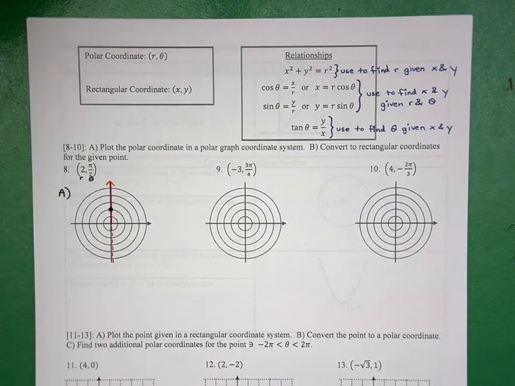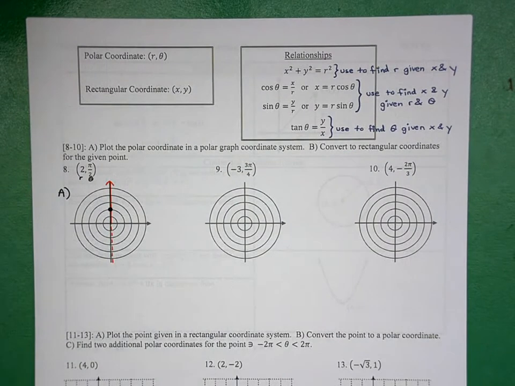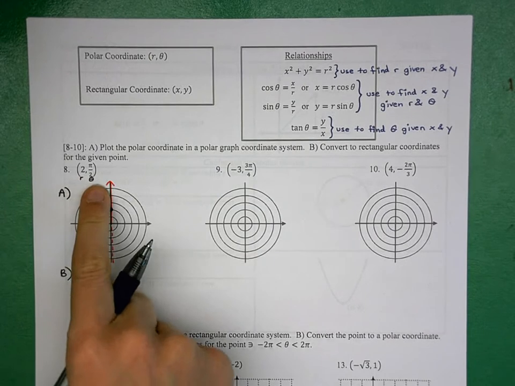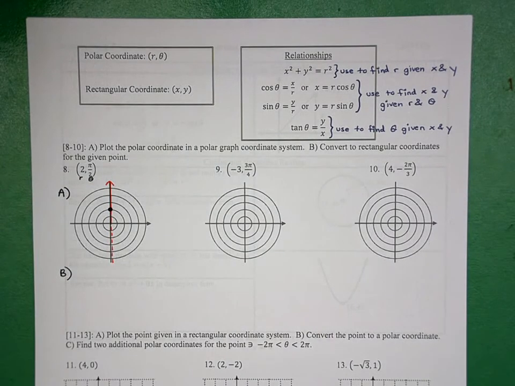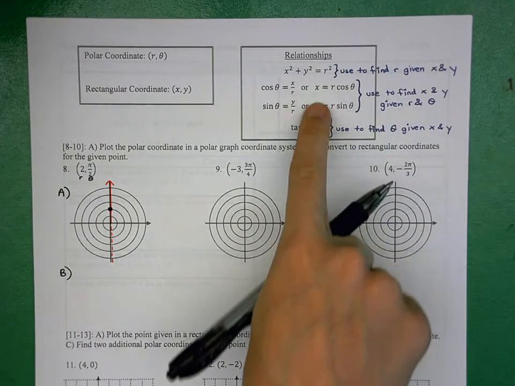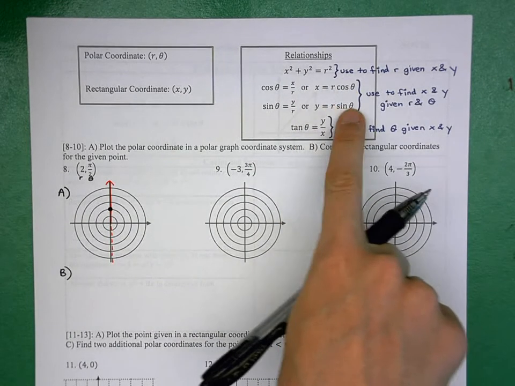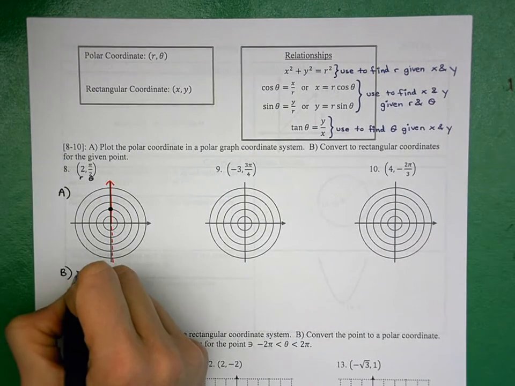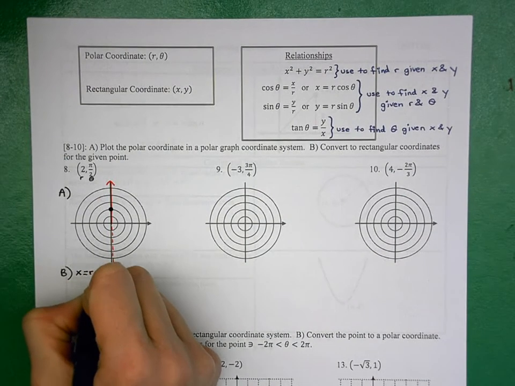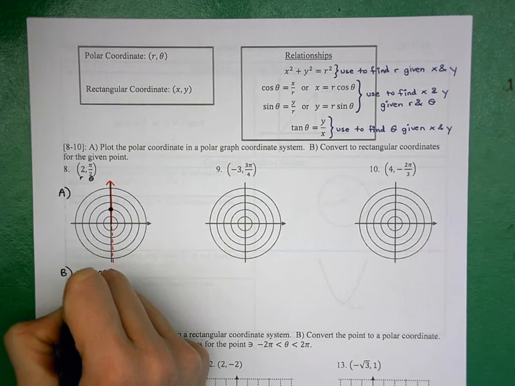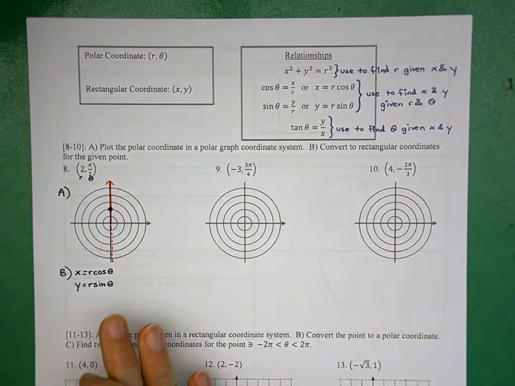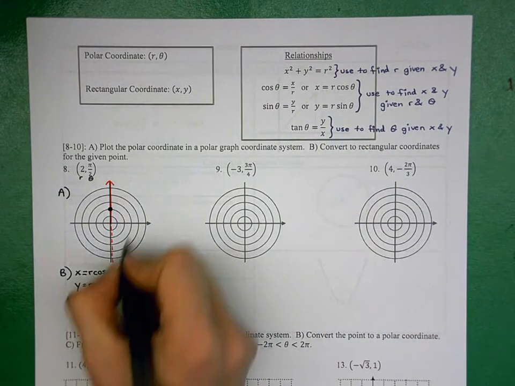Okay. And then B, convert to rectangular coordinates for the given point. So I've got an r and a theta, and I want an x and a y. Again, that's usually where I use these middle two here: if I have an r and a theta, I can solve for x and y pretty quick. So x, just as a reminder, is r cosine theta. y is r sine theta.